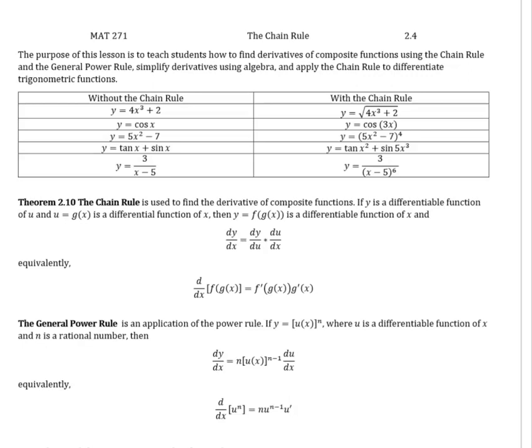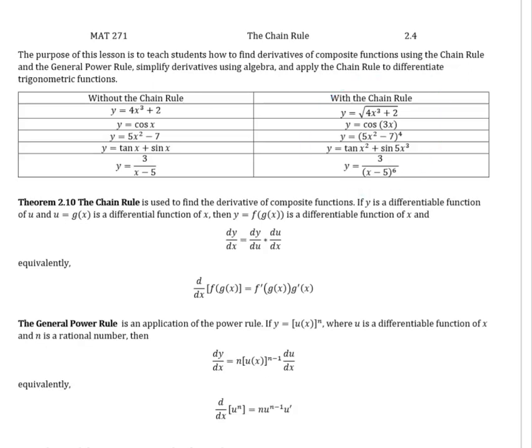So we begin with this table here, and what the table does is it shows functions that we already know how to differentiate without the chain rule. Notice that none of these functions here are composite functions. And so what do I mean by that? Well, composite functions are functions within functions. So if we look at the functions on the right side of the table, we can see the difference.